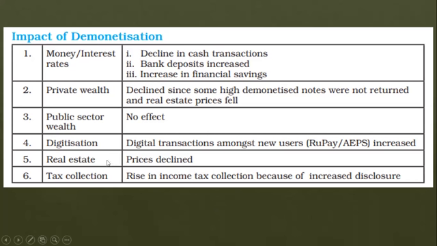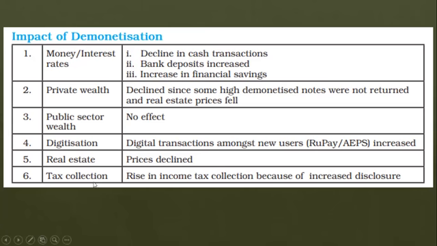Next, real estate. Real estate, as I have said, the prices declined. Real estate prices declined because people had only one way to convert their illegal property to legal currency, by selling it. By selling it, what happens? They cannot show that they have that property or that wealth. So what happened? People started selling their properties at low prices so that they could be sold then and there.